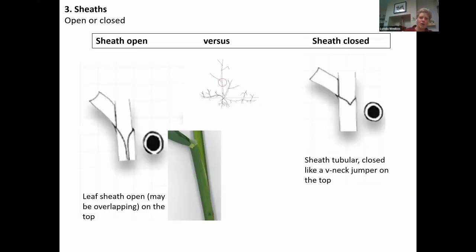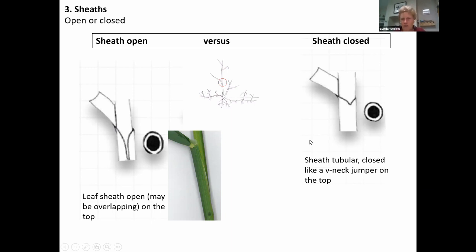And then sheaths, the other thing is whether a sheath is open or closed. This can be important for some grasses. You'll notice that this is the same photograph as I had in the last slide. This sheath is open. It's just wrapped around the stem, but if you can see here in the transverse section, there's a little gap there. So it's just like as if somebody has a jacket on without buttoning it up or zipping it up. So it's an open sheath.